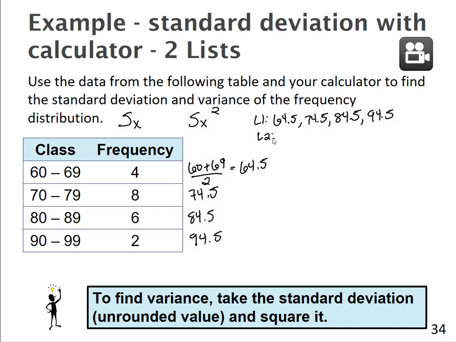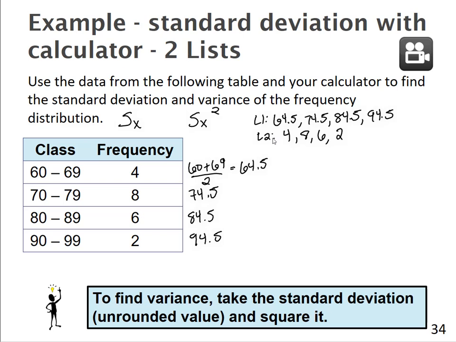I have both a class list and a frequency list. My frequency list is going to go into L2. So I just write out the frequencies for each class and put those into L2. So the frequency of the first class is 4, for the second class 8, for the third class 6, and for the last class 2. So my L2 is going to look like 4, 8, 6, 2.